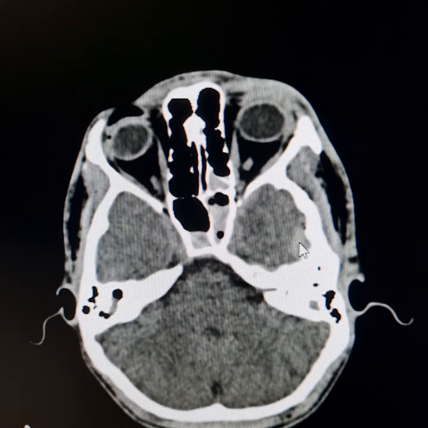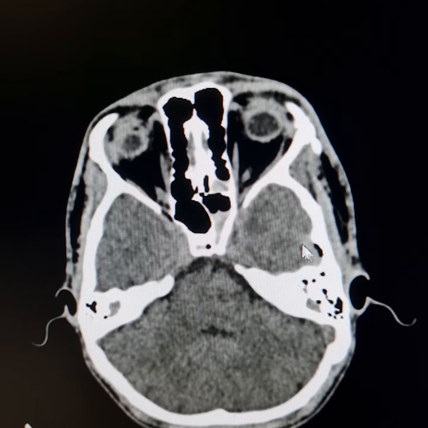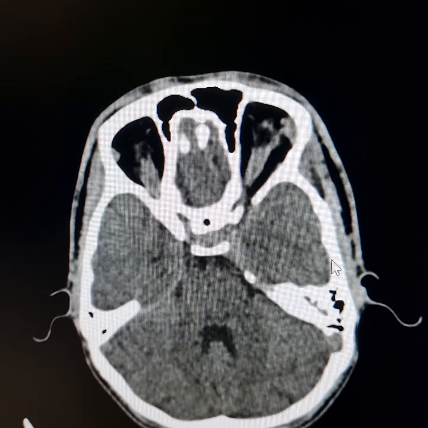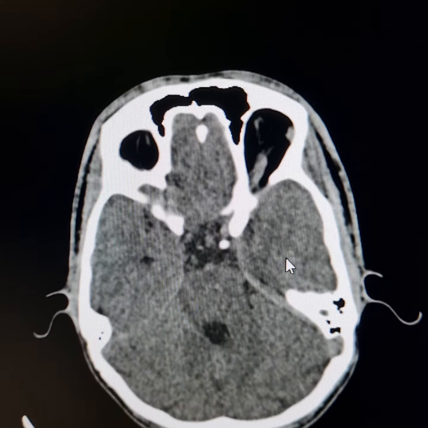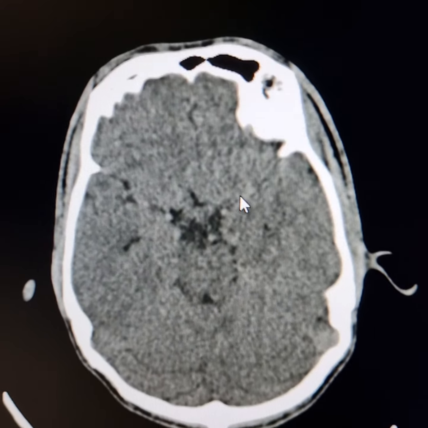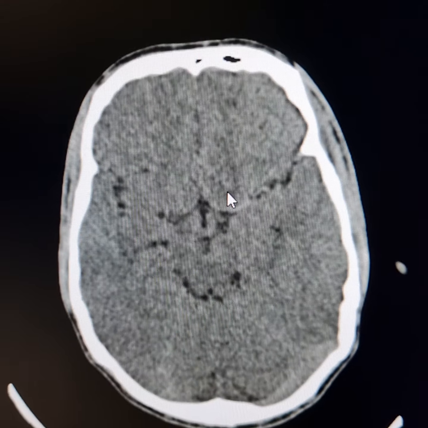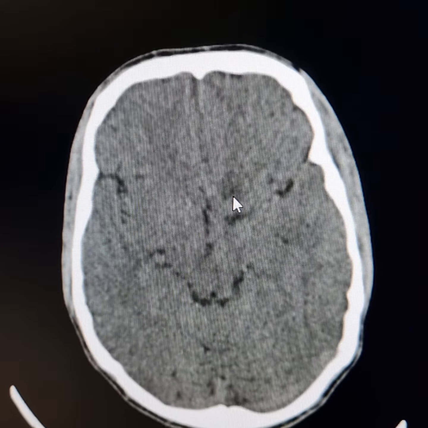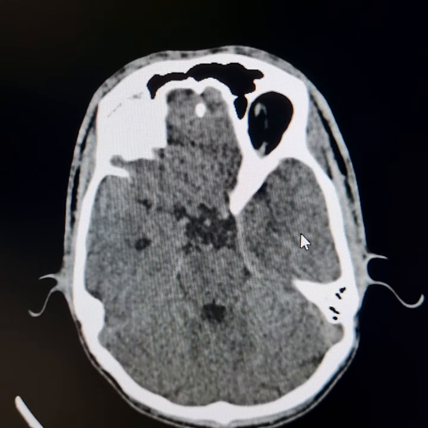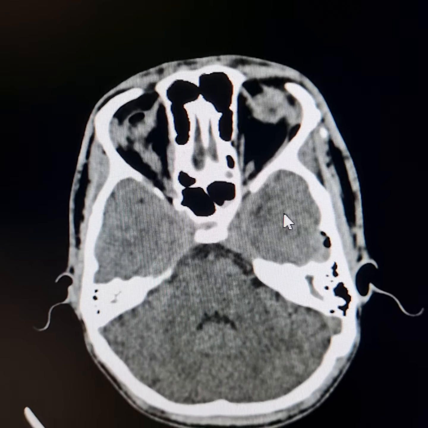Now, this is a subdural hematoma here, and pneumocephalus. Air lucencies are present here along the lower outer surfaces of the left temporal lobe. Now, this is the hemorrhagic contusion here, a slightly hyperdense area. This one here. Contusions are also present in the lower part of the left temporal lobe.